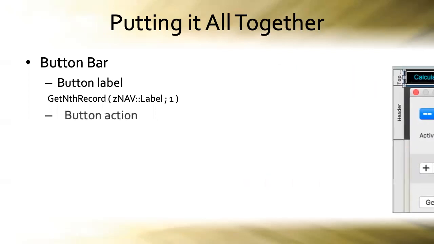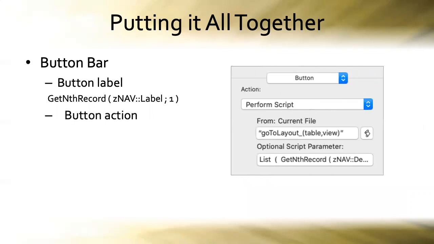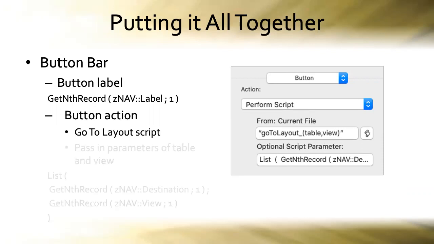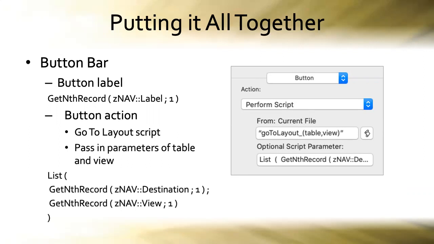Now for the button action, each segment runs our go to layout script, passing into the script the destination table and desired view, which are both pulled from the corresponding record in the nav table and are passed in as a return delimited list to make them easy to parse or separate in the script itself.